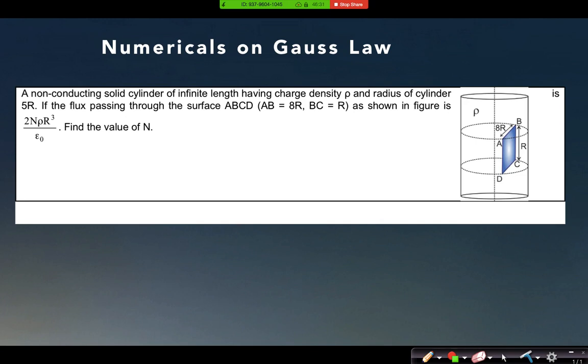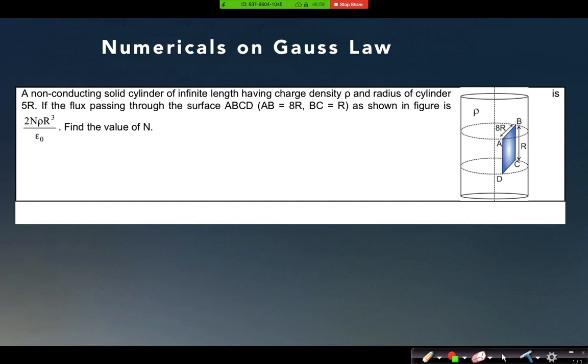It says a non-conducting solid cylinder of infinite length having charge density rho and radius of cylinder 5r. If the flux passing through the surface ABCD is this one, then find the value. Actually, I have to find the flux passing through the surface ABCD.